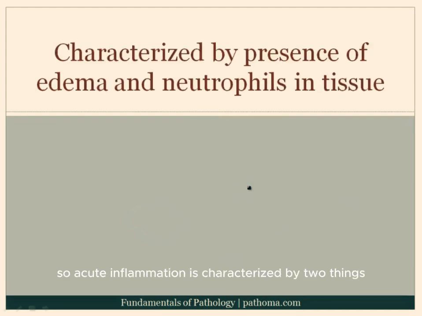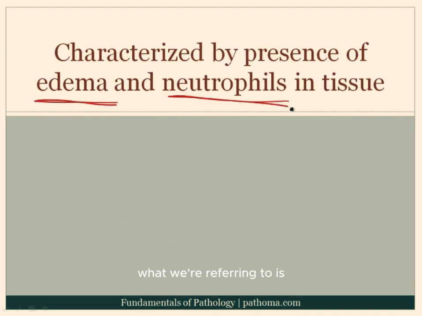So acute inflammation is characterized by two things. Number one, edema, and number two, neutrophils. Now, by edema, what we're referring to is fluid that comes from the blood vessels and begins to accumulate within the tissue space. And that's what causes the swelling that we normally see when there is inflammation. And then neutrophils refers to the key inflammatory cell that comes out of the blood vessel into the connective tissue space that then defines acute inflammation.